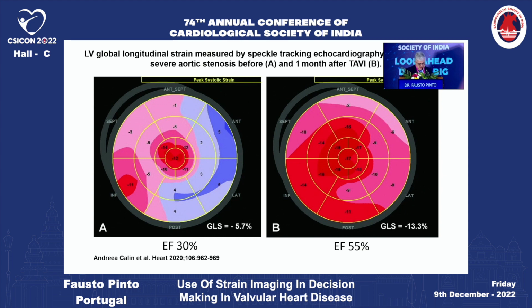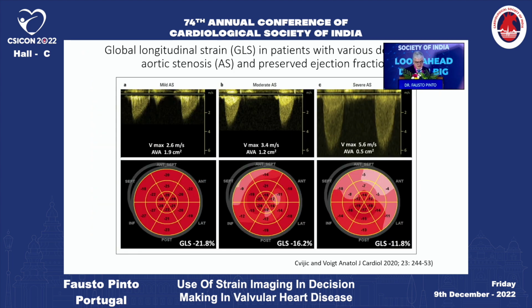Here you can see the use of left ventricular global longitudinal strain in a patient with severe aortic stenosis, before at left, and the right image 1 month after TAVI. You can see on the left the changes in myocardial deformation, with a very low global strain of 5.7, ejection fraction of 30%, and 1 month after a significant improvement, with the global strain going up from 5.7 to 13.3, and ejection fraction going from 30% to 55%.